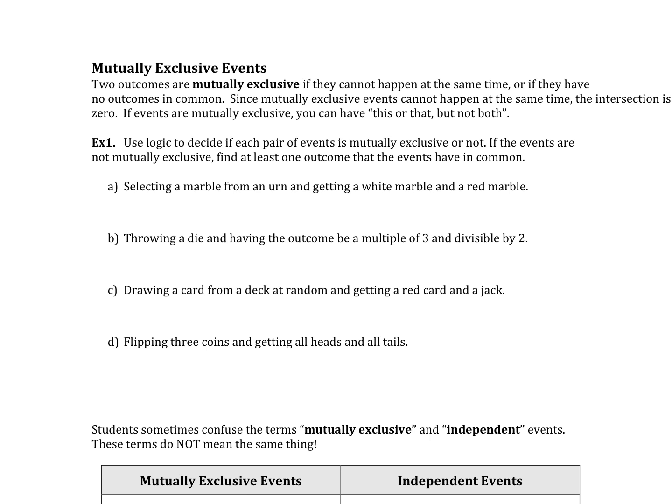Okay, selecting a marble from an urn. Why is it always an urn? It could be a bag. And getting a white marble and a red marble. Well, if the marbles are all either white marbles or red marbles, you can't pick one marble and have it be both colors. So I want to say mutually exclusive.